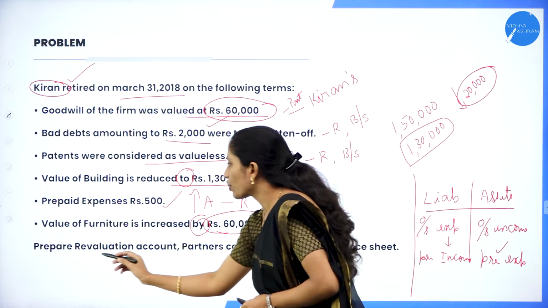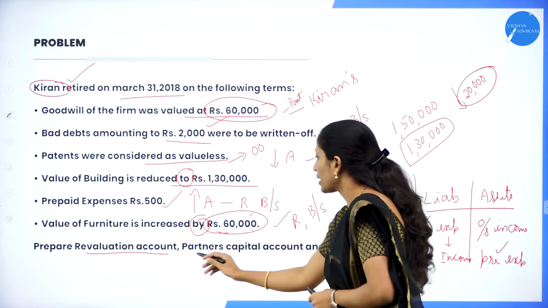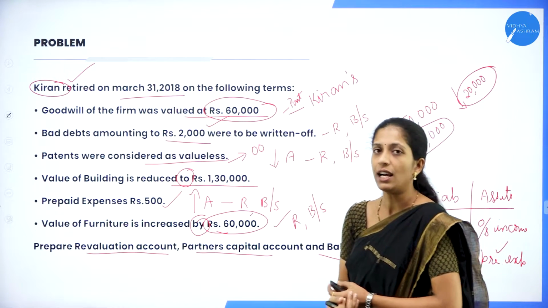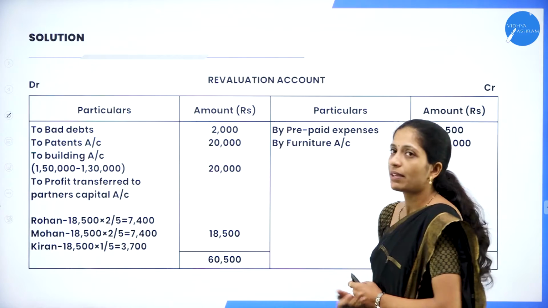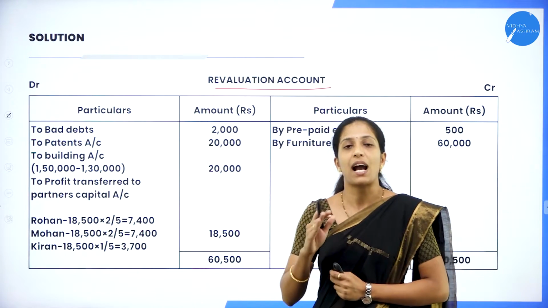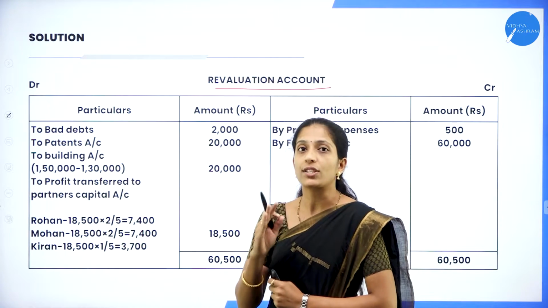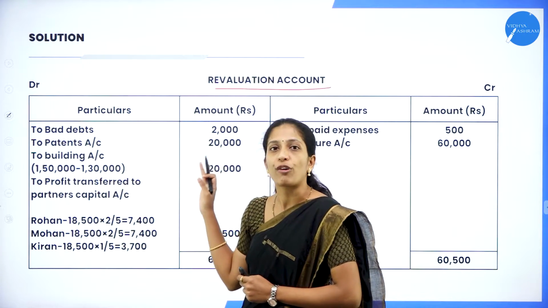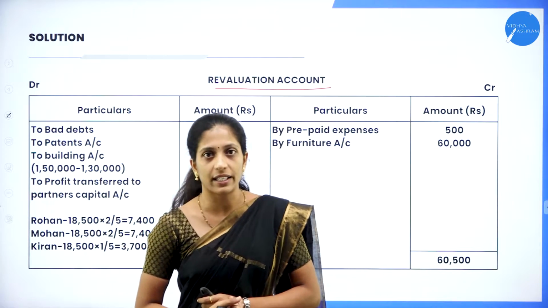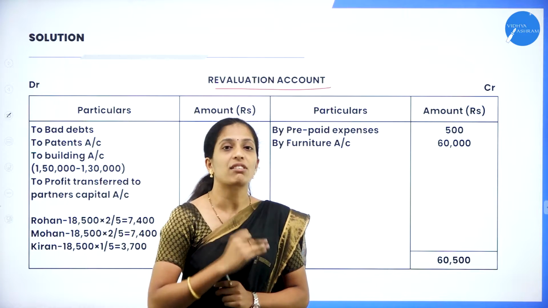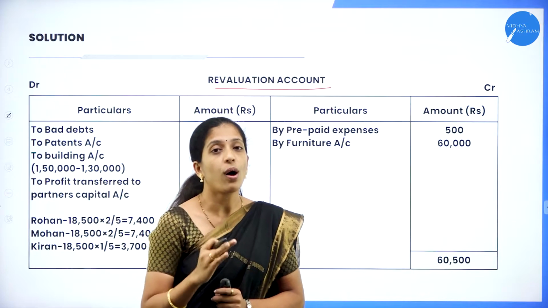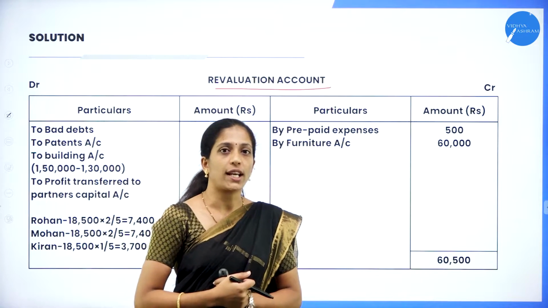Now, they have asked us to prepare revaluation account, partners capital account and balance sheet, that is after the retirement of a partner. Now go through the revaluation account. So we know the format. So revaluation account remains the same as that of admission of a partner. The only change is that your revaluation profit or revaluation loss will be transferred to all the partners under retirement, whereas in admission it will be transferred only to the old partners. So here you have to transfer to all the partners in their old profit sharing ratio.